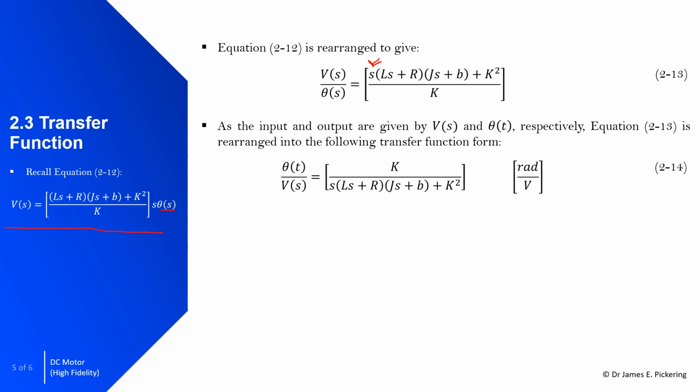Because if you recall, we want the transfer function to be in the form of output over input, and at the moment this is in the form of input over output. What we're effectively going to do is just flip this equation, so that it's in the corresponding correct form, output over input. So that then is just equal to k over, then you can see this term down here, and the units for that is radians per volt.